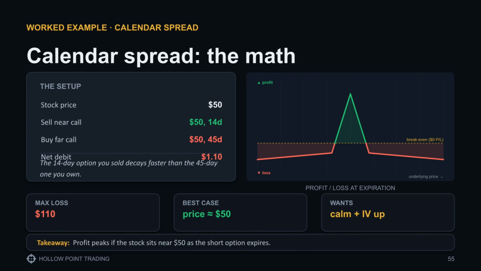We sell a 14-day 50 strike call and buy a 45-day 50 strike call for a 1.10 debit. The profit peaks if the stock stays near 50 as the short option expires. This setup benefits from calm markets and an increase in implied volatility.